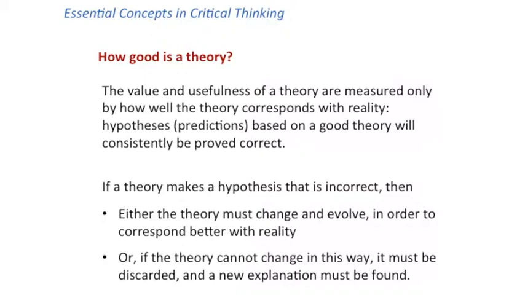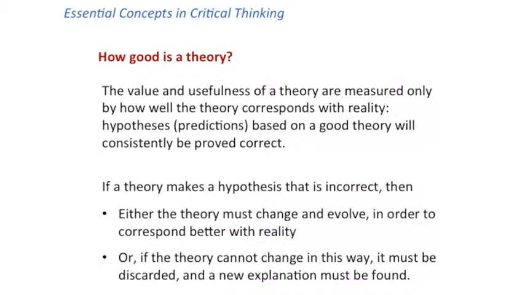A good theory will make testable predictions that will consistently be shown to be correct. The more correct predictions that are made by a theory, the more credible it is, and the more likely it is that the explanation that it offers is the correct one. By contrast, a theory that does not make any testable predictions, a theory that cannot be tested in this way, is no use at all, since it does not really help us explain anything.